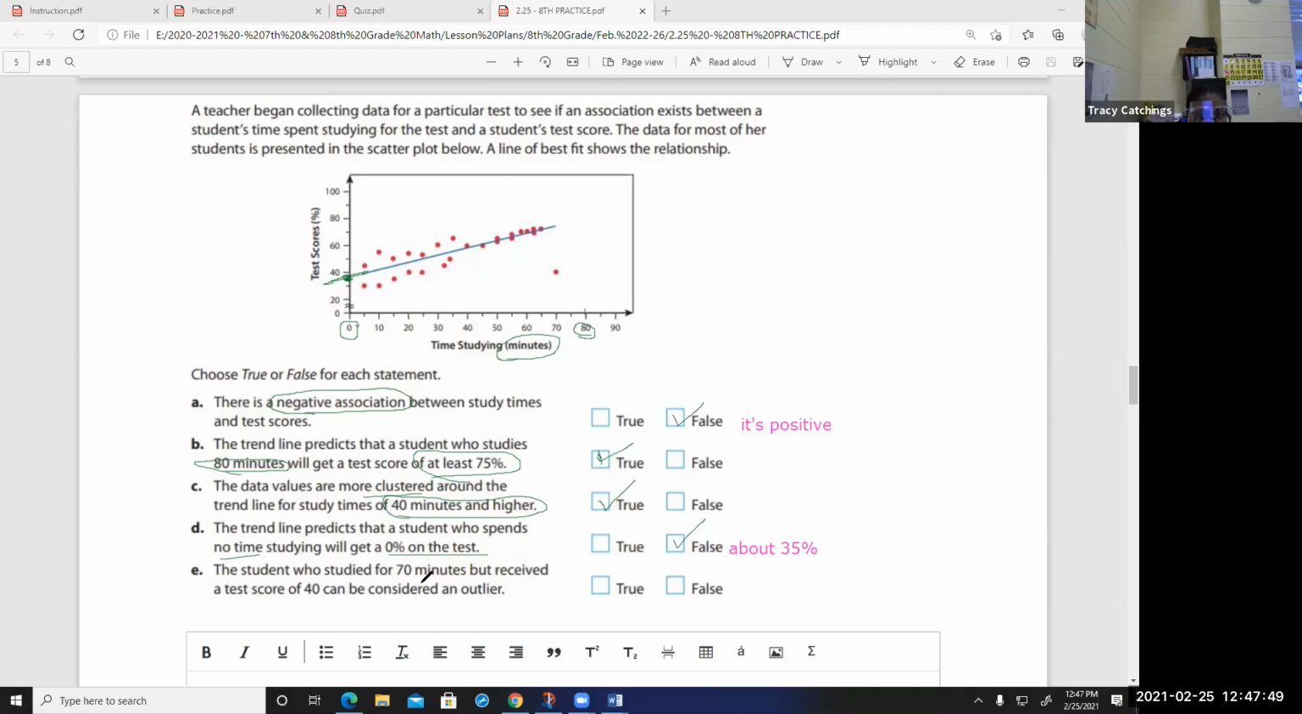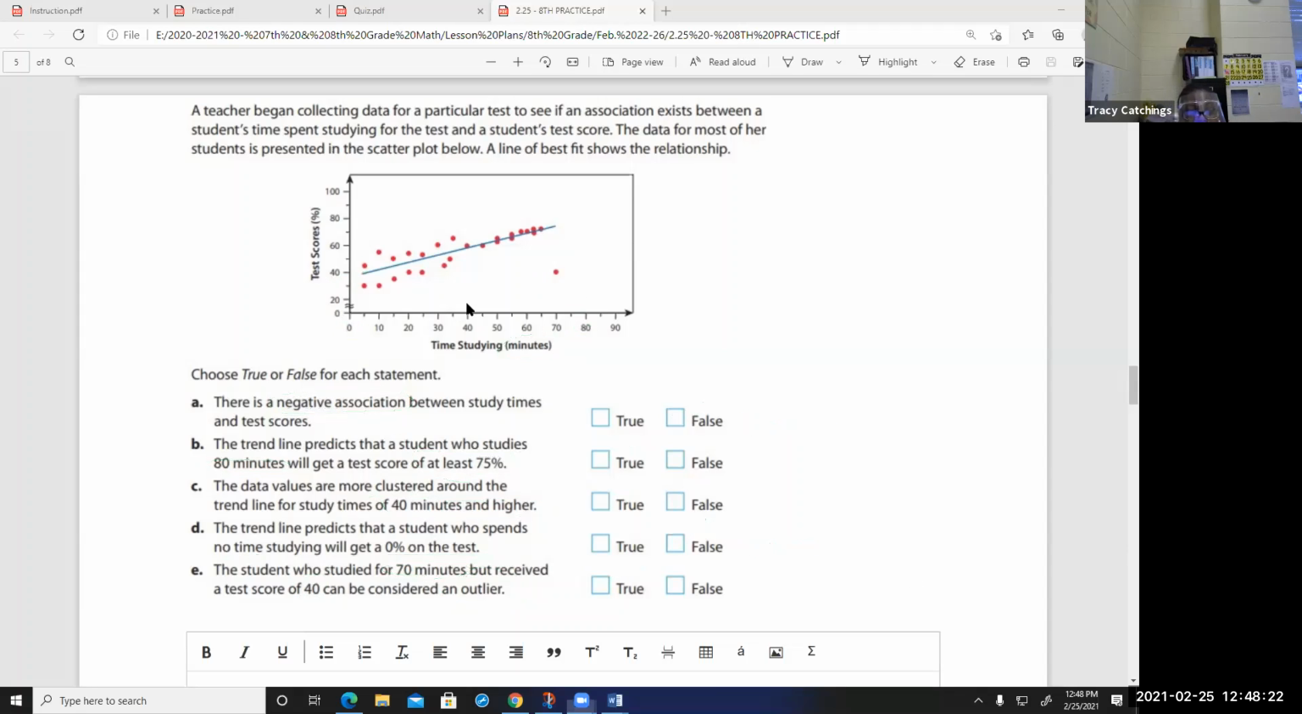All right, and then E says a student who studied for 70 minutes but received a test score of 40 can be considered an outlier. Would you say this guy is an outlier? He's away from everybody else. Good. Any questions about it? Y'all got it? All right.